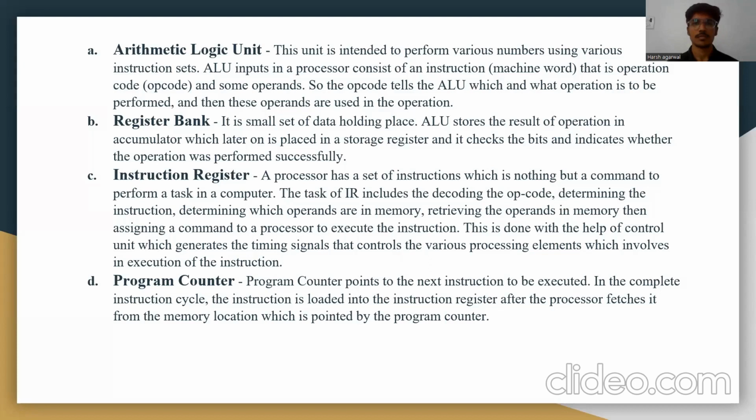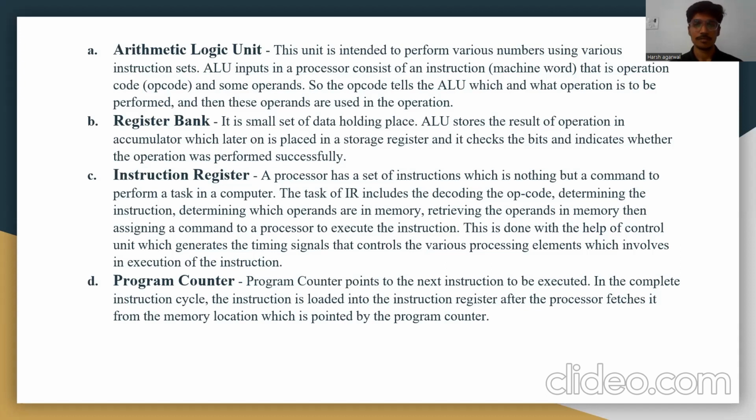So, as seen in the diagram, the components of a RISC processor are, first, the arithmetic logic unit. This unit is intended to perform various operations using various instruction sets. And this ALU is a very important component of a processor which uses an instruction and an opcode to perform some operands. Second is the register bank. It is a small set of data holding place. The arithmetic logic unit stores the result of operation in the accumulator, which is placed in the storage register later, and checks the bit and indicates whether the operation was performed successfully.